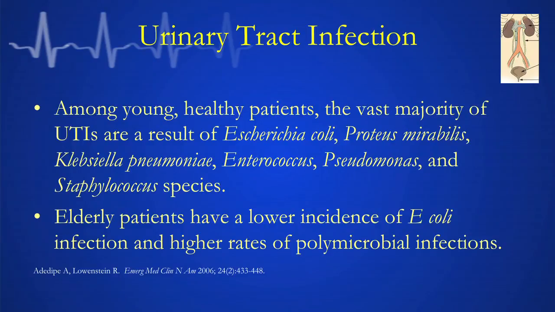Among young, healthy patients, the vast majority of UTIs are a result of E. coli, Proteus, Klebsiella, Enterococcus, Pseudomonas, and Staphylococcus species. Elderly patients have a lower incidence of E. coli infection and higher rates of polymicrobial infection. So that's important that we're going to talk about. It's getting to the point where if you have an elderly patient with a UTI in your emergency department that's sicker, that one antibiotic's not enough. Since it's a polymicrobial infection, we need to be treating them with 2 antibiotics.